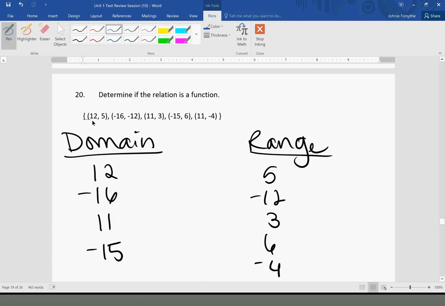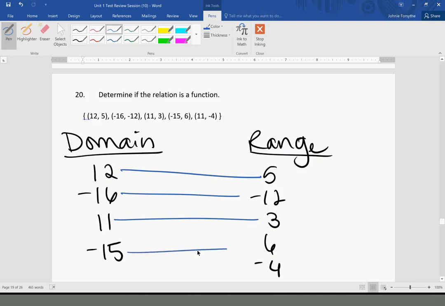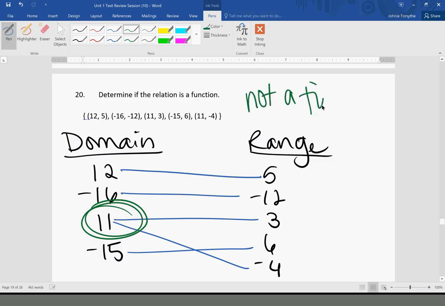So let's draw a mapping. 12 maps to 5, negative 16 maps to negative 12, 11 maps to 3, negative 15 maps to 6, and then 11 maps to negative 4. So we cannot have one input or one value in the domain produce two different outputs. Because 11 is repeating in the domain, this means it is not a function.